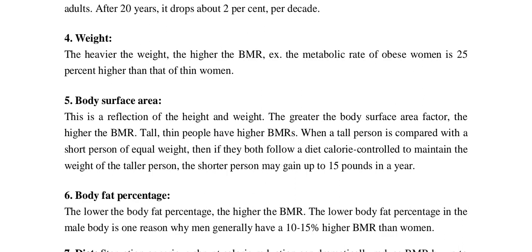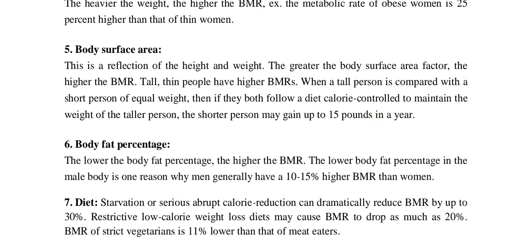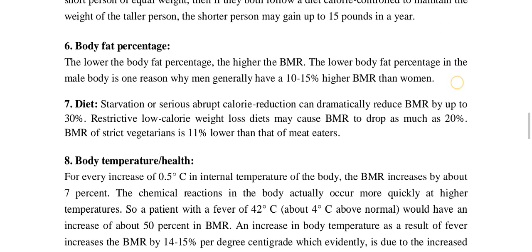And body surface area, this is the reflection of the height and weight. The greater the body surface area factor, the higher the BMR. Tall, thin people have higher BMR. When a tall person is compared with a short person of equal weight, then if they both follow a calorie control diet to maintain the weight of the taller person, the shorter person may gain up to 15 pounds in a year.